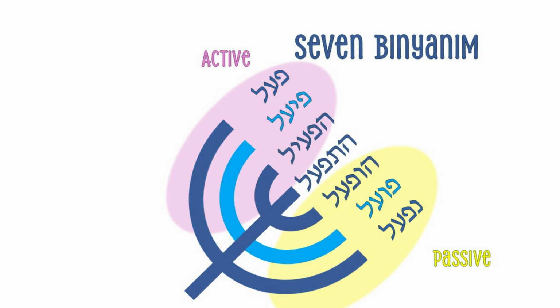Pi'el verbs use pu'al for their passive. And hif'il verbs have hufal as their passive binyan. Now, this may seem complicated, and it is. I said it was. But understanding this can help you if you hear an unfamiliar verb, and you might be able to work out the meaning.